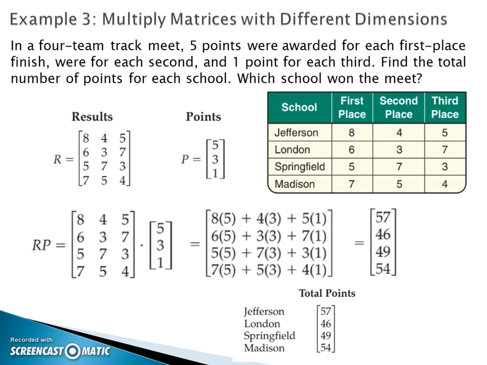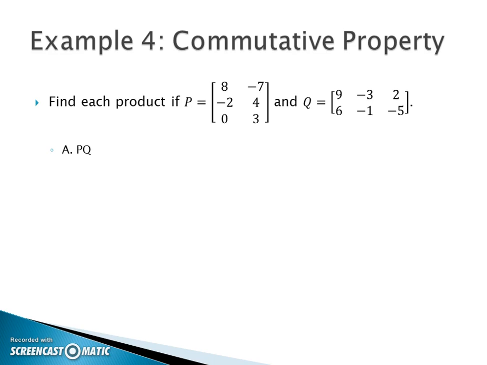So some of the properties for real numbers also hold true for matrix addition. However, some of the properties do not always hold true for matrix multiplication. So let's look at the commutative property and find out if it works. What we're going to do is find the product of P times Q, and then find the product of Q times P, and see if they're the same.